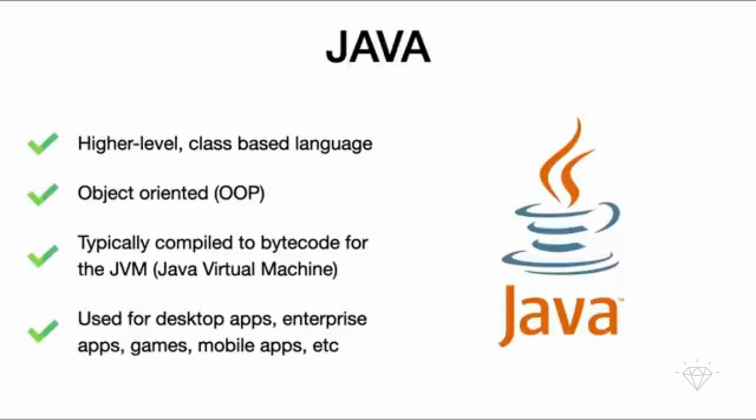So Java code is typically compiled into bytecode that can run on what's called the JVM, or the Java Virtual Machine. And I'm sure that you guys have all installed the JVM on your computer at one point or another. So Java is used for a lot of different things, including graphical desktop applications, enterprise applications.